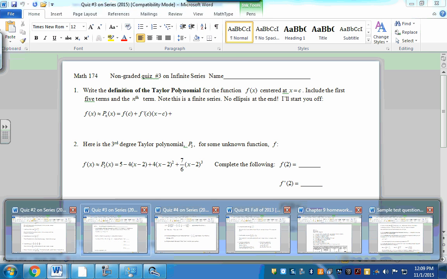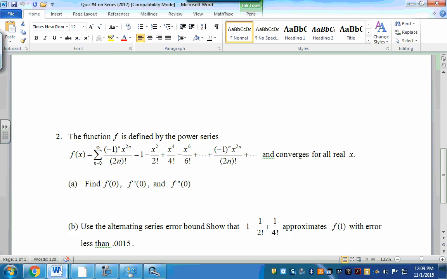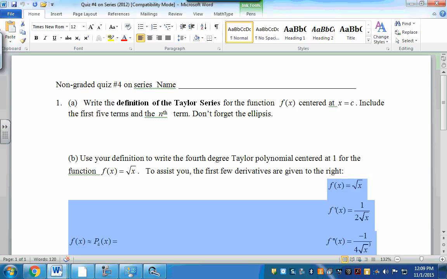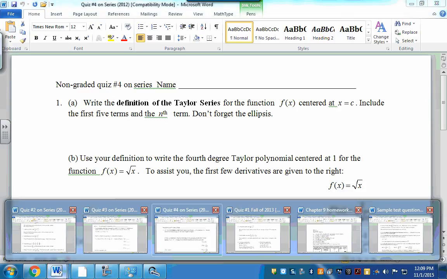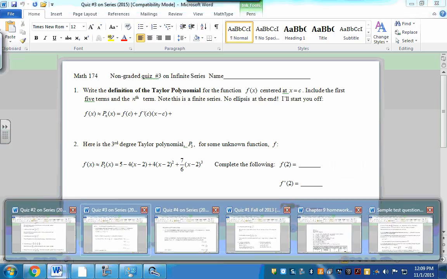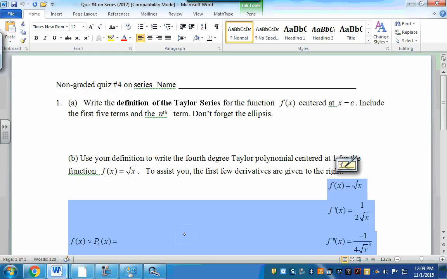We also did it on quiz number 4, the exact same question. Write the definition of the Taylor series. Now this one is slightly different, because the one on quiz 3 said Taylor polynomial and it was finite, so it stops. But the one on quiz number 4 was the series, right? So this is an infinite series. So you have the nth term and an ellipsis at the end.